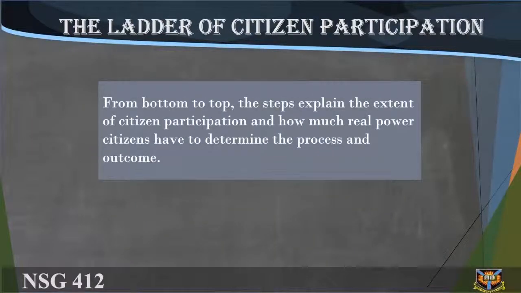The ladder of citizen participation. The ladder of citizen participation has 8 steps, each representing a different level of participation. From bottom to top, the steps explain the extent of citizen participation and how much real power citizens have to determine the process and outcomes. The ladder is a useful tool for interpreting what is meant when programs and policies refer to participation.